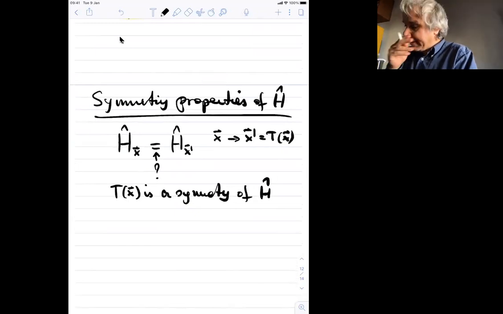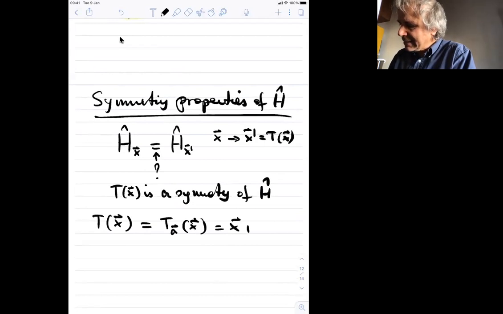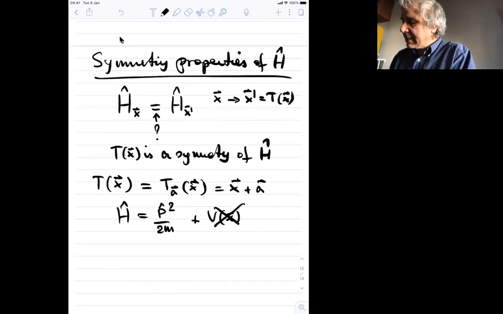Let me give you examples, otherwise it will be a bit obscure, okay? Now, suppose that T is a translation, so T of a equal to x plus a. Suppose that I am in free space and my Hamiltonian is just P squared over 2m. No potential, okay? So there is no potential. Then obviously, since the derivative, this is x prime.